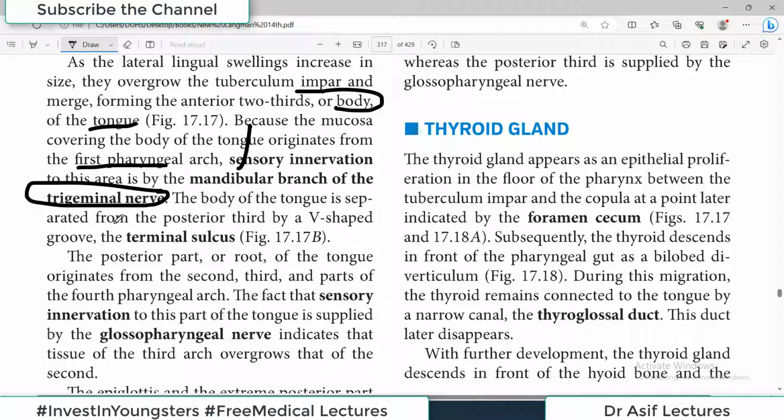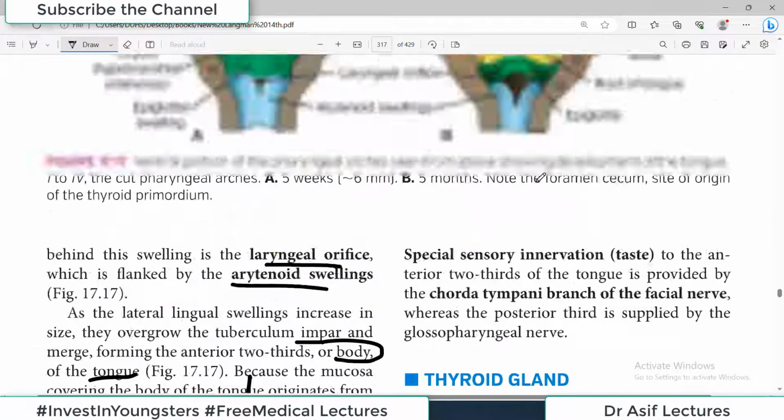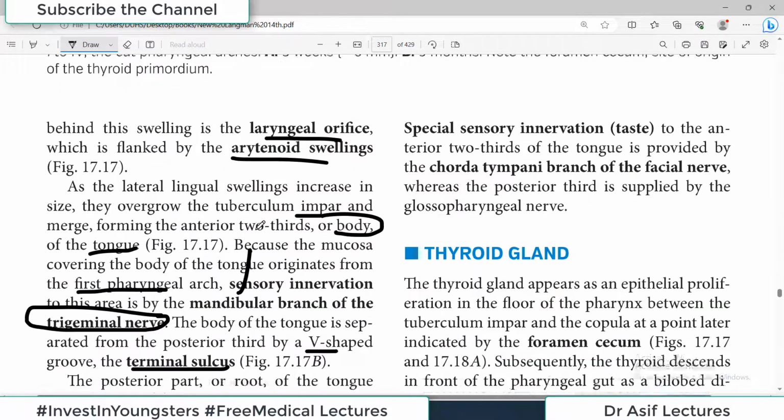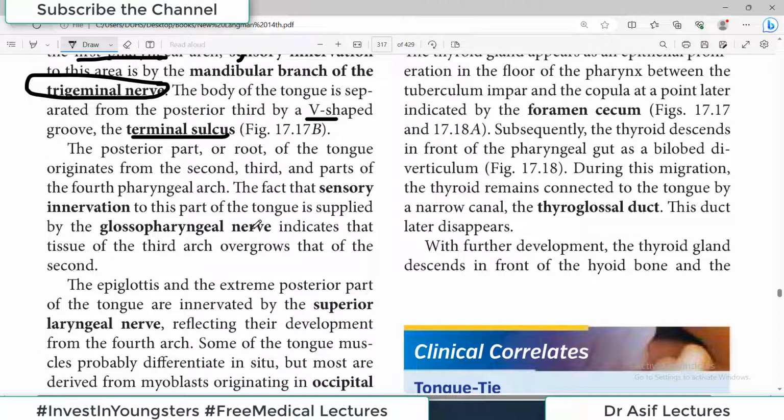The body of the tongue is separated from the posterior third by a V-shaped groove which is known as terminal sulcus. So that is the terminal sulcus which actually separates the body of the tongue from the posterior part of the tongue. So that kind of sulcus is the terminal sulcus. Okay? That's the distinction between the root of the tongue and the anterior part of the tongue.